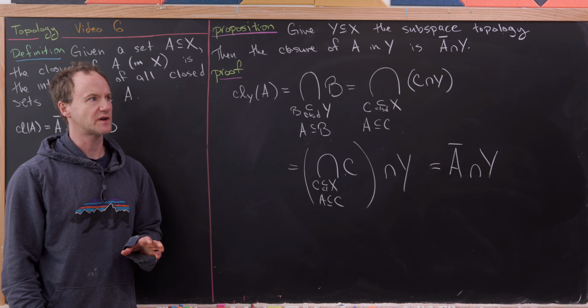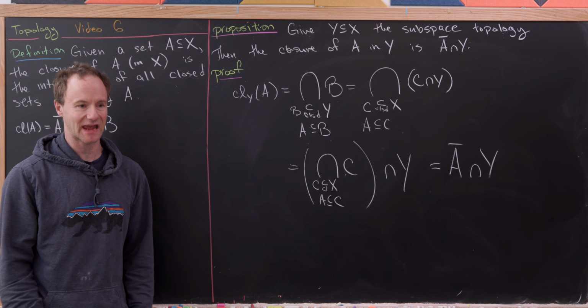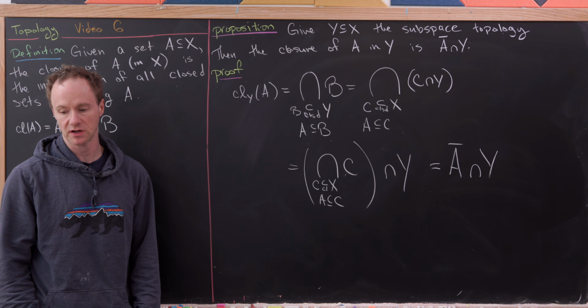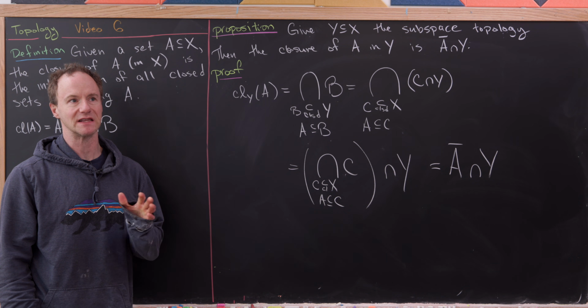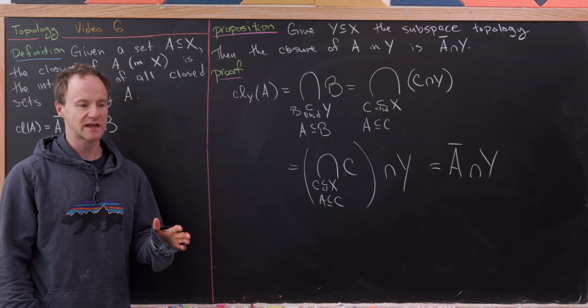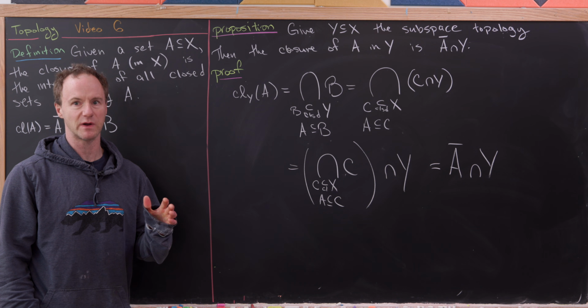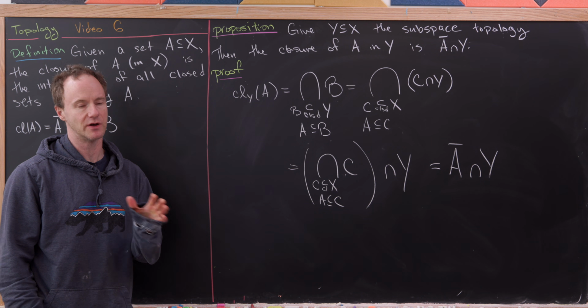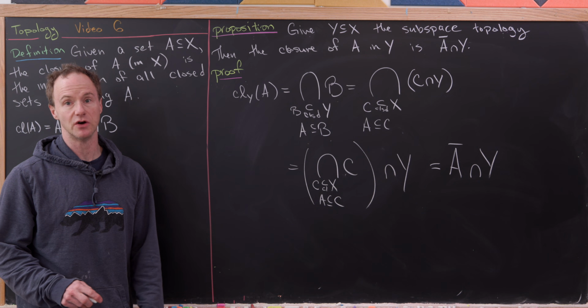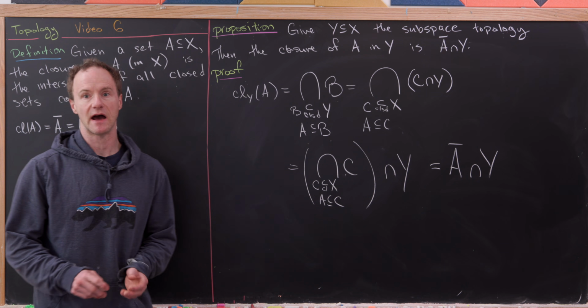Okay, so there's another definition that goes hand in hand with the notion of a closure, and that's the notion of a limit point. But in order to get to the notion of a limit point, we need something called a neighborhood. So let's introduce those definitions right now.